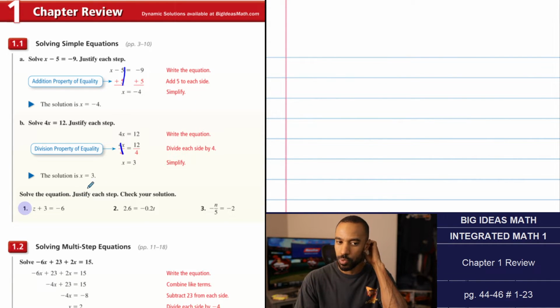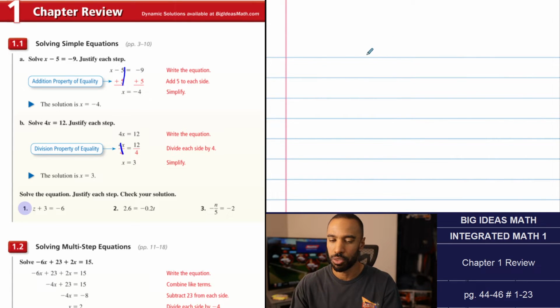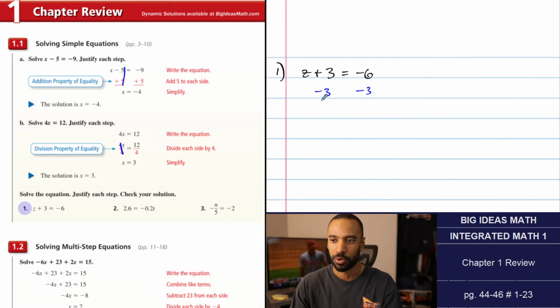So those are the two examples that you see. We're going to do these 3 problems within the section. The instructions are solve the equation, justify each step, check your solution. So on question number 1, z plus 3 equals negative 6. 3 is added to z and then we get negative 6. So if we subtract 3, then we can figure out what that original value was. Now 3 minus 3 is my action that I'm justifying to then get, therefore, z equals negative 9.